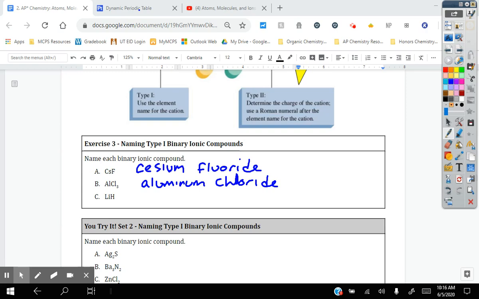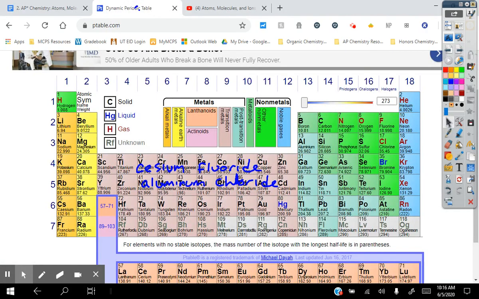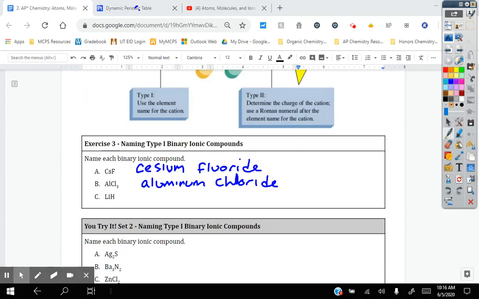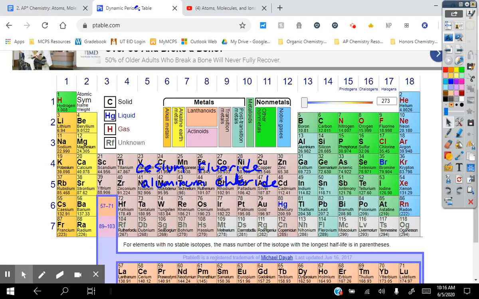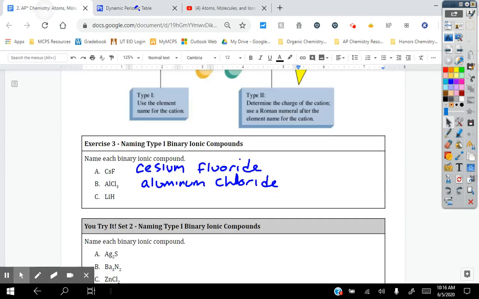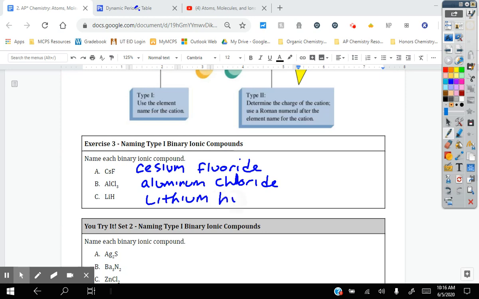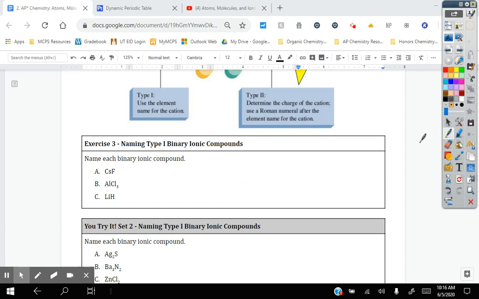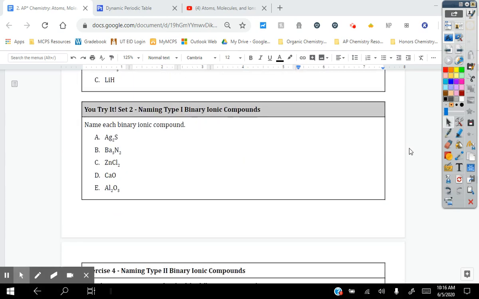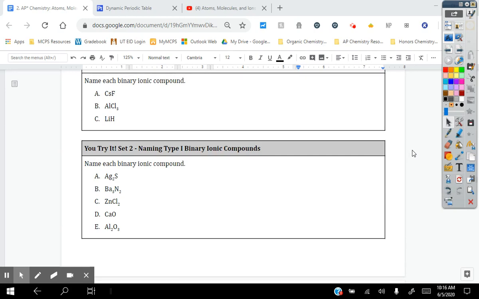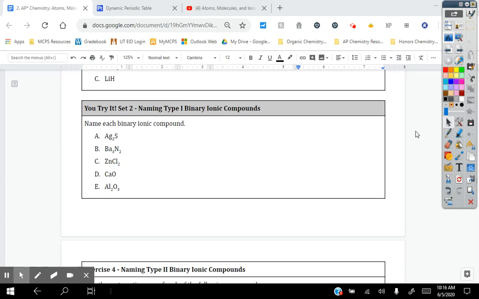My last one, lithium. Lithium is right here, and lithium is a metal with one type of charge. And hydrogen is tricky because remember, hydrogen is right here, but it's still a non-metal. So since it's a non-metal, this one is lithium, and hydrogen becomes hydride. Okay. Go ahead and try set 2 on your own. Same process. You don't need to worry about Roman numerals for any of these type 1 compounds. Welcome back. Again, you'll have an opportunity to check your answers after this lesson.